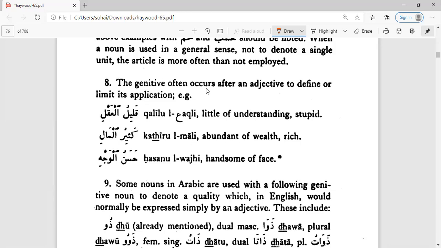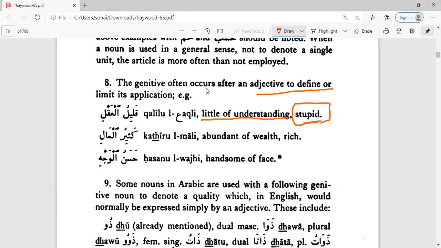Something you can also use idafa for is that sometimes it occurs after an adjective to define or limit its application. So for example, qalilul aqli. Qalil means little, aql means intellect. So it means little of intellect or little of understanding. Sometimes in Arabic, as we advance more, we learn that instead of saying little of understanding, we can just use the word stupid, right? Same thing, isn't it? If you say somebody is little of intellect, you're saying just stupid, right?